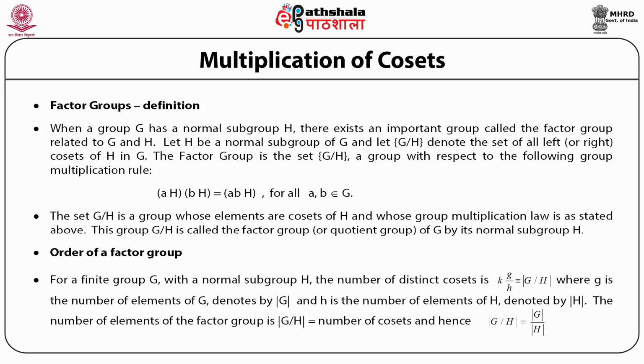For a finite group G with a normal subgroup H, the number of distinct cosets is given by |G|/|H|, where |G| is the number of elements of G and |H| is the number of elements of H. The number of elements of the factor group, denoted by the modulus of G/H, is equal to the number of cosets, and hence the modulus of G/H is equal to |G|/|H|, where |G| is defined earlier as the number of elements of G and |H| is the number of elements of H.